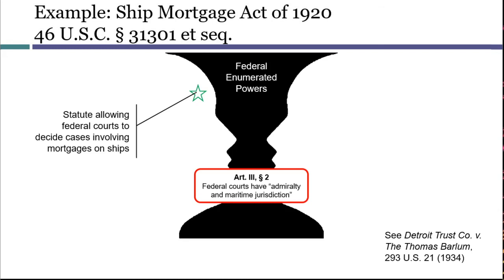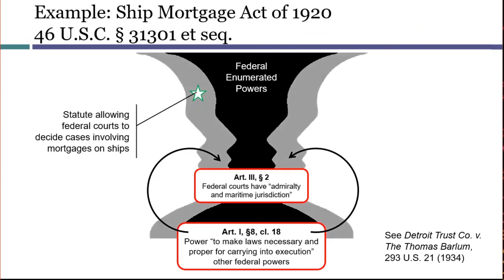We then must decide if there's a reasonable relationship between the Ship Mortgage Act and admiralty and maritime jurisdiction. As it happens, the Supreme Court held that this law was reasonably related to admiralty and maritime law. By allowing this class of ownership disputes to be resolved in federal courts, the statute was helping carry into execution the federal power to adjudicate disputes involving seagoing vessels. In light of this reasonable relationship, the law was an acceptable use of the Necessary and Proper Clause.